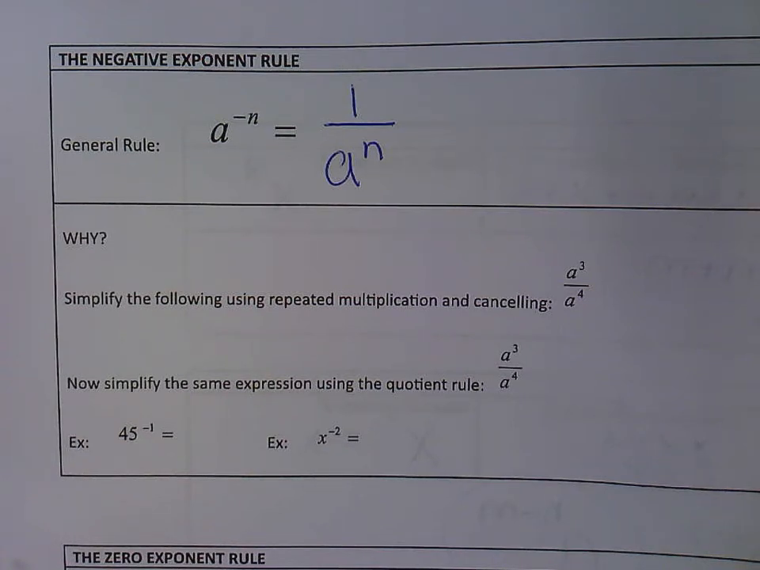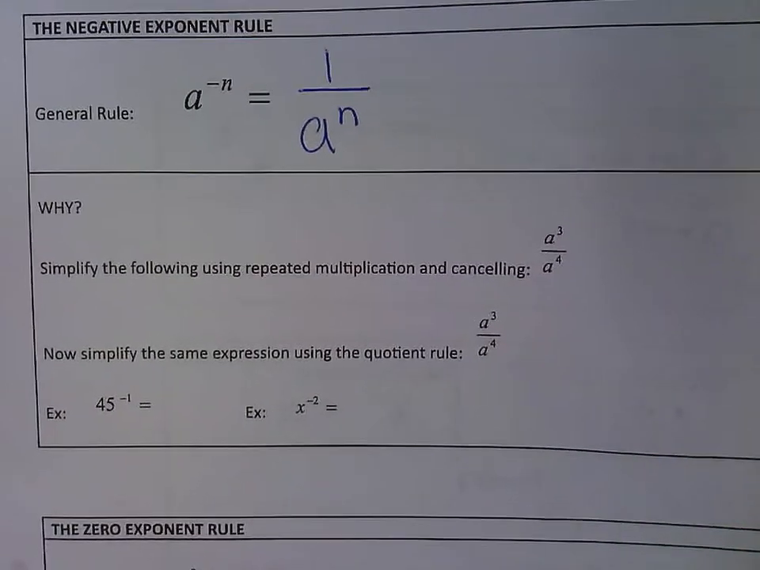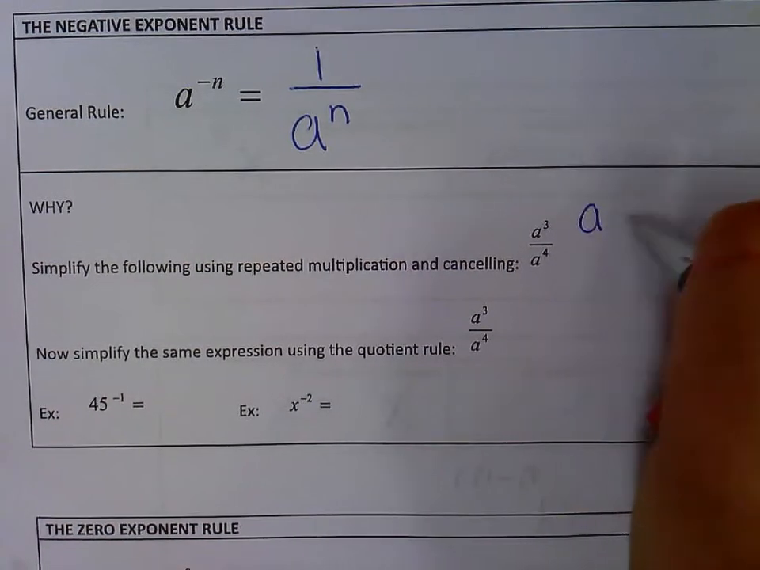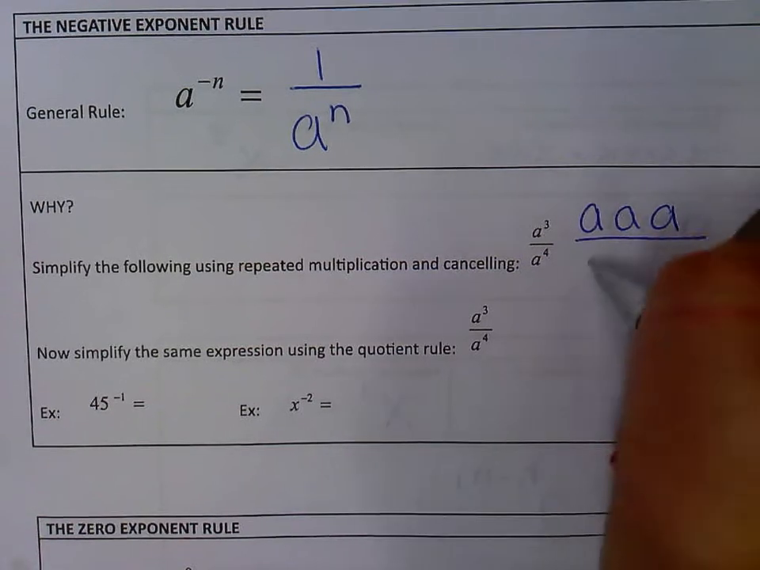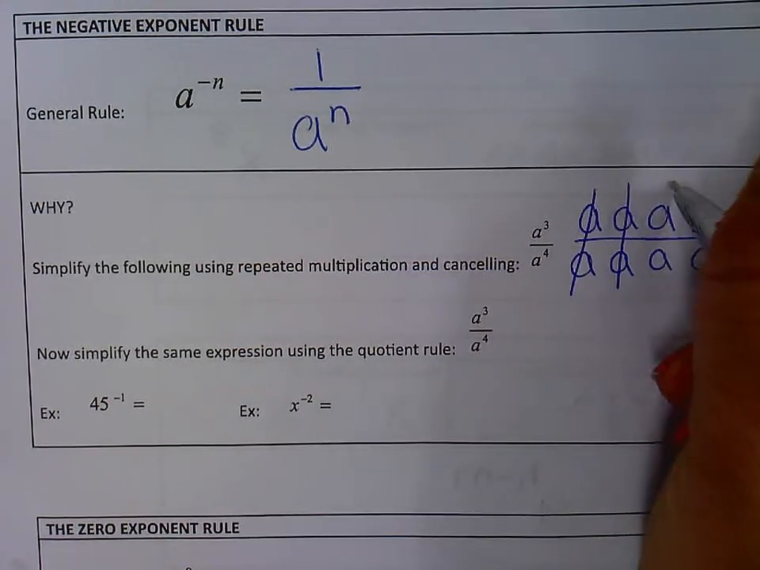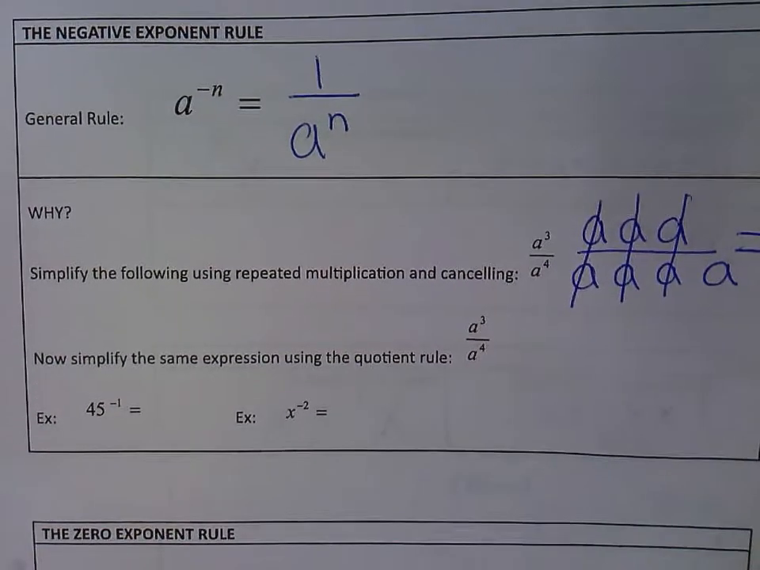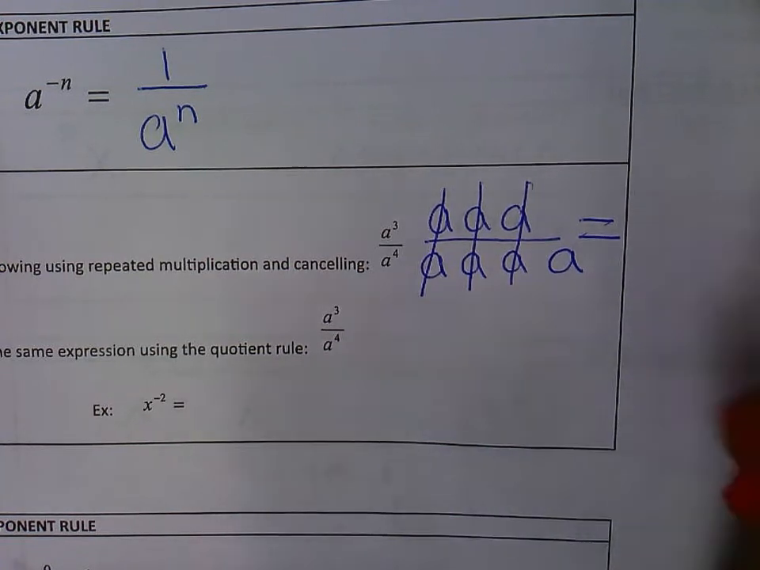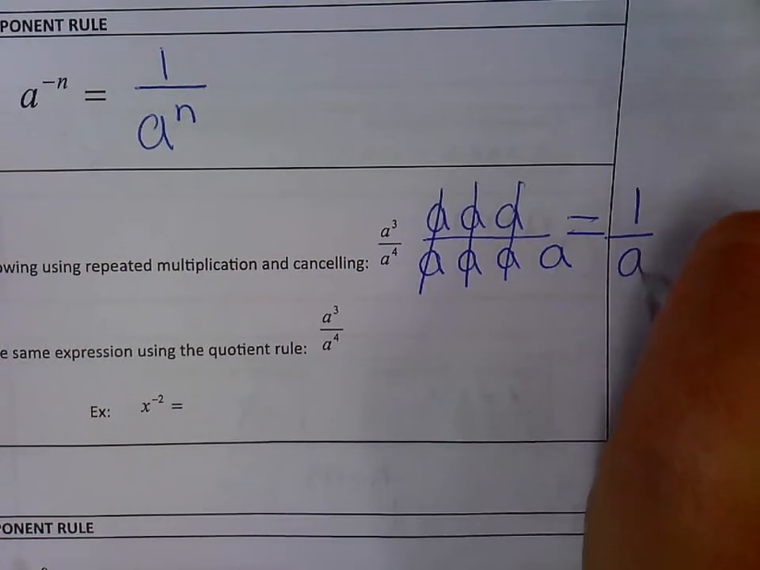And so I wrote, why is that? So let me prove it to you a little bit. So it says, let's simplify the following if we were going to use repeated multiplication and canceling. So I would have a cubed on top, and I would have a to the 4th on the bottom. Cancel, cancel, cancel. What are you left with? You're left with a on the bottom. So I can write that as 1 over a.